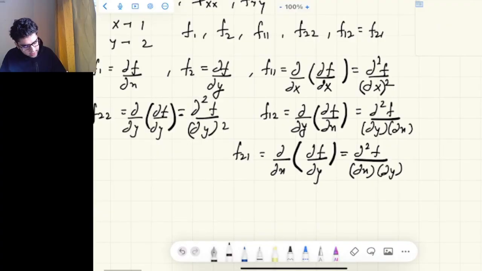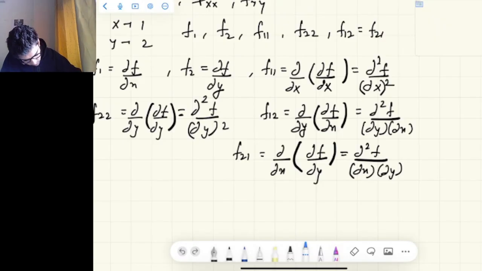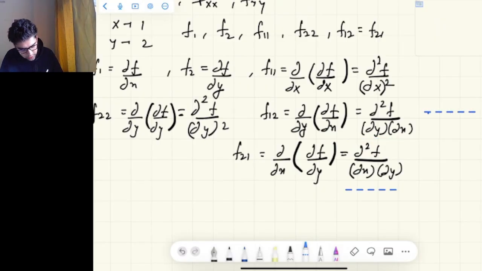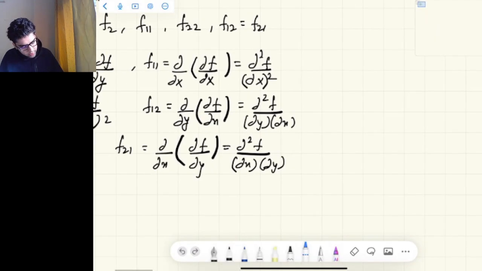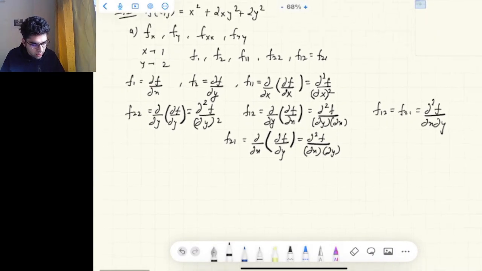And by Young's theorem, or just by looking at these expressions, you can see that this expression and this expression, they both are equal, right? So I can write it here. So f12 is equal to f21, which is equal to del square f upon del x del y, or del y del x, right? So this was part of our question.